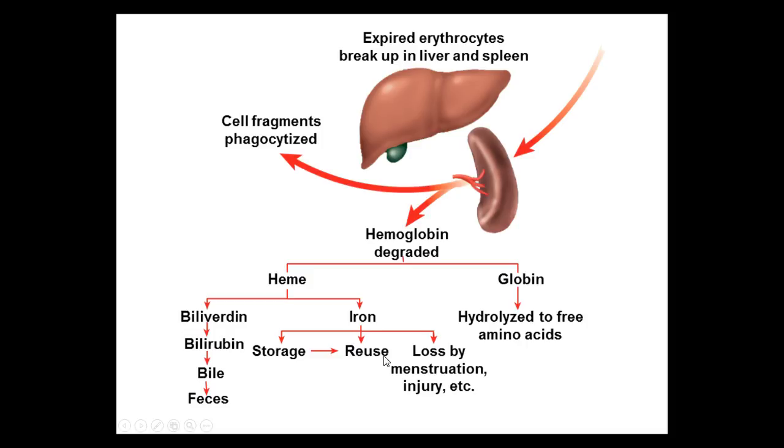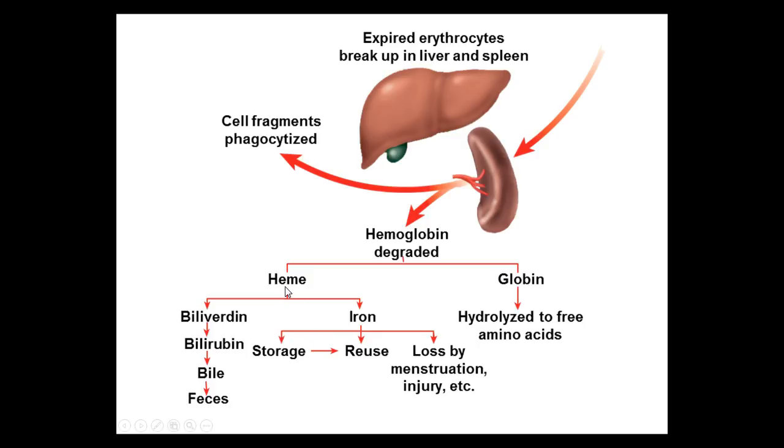Okay, and we know that blood is made in the bone marrow. That's where hematopoiesis occurs, in the red bone marrow. And so this iron may go back to the red bone marrow and show up in new blood, or sometimes we will lose iron through injury or menstruation.